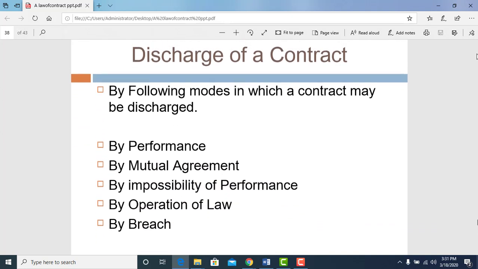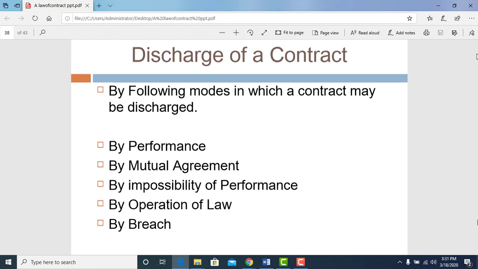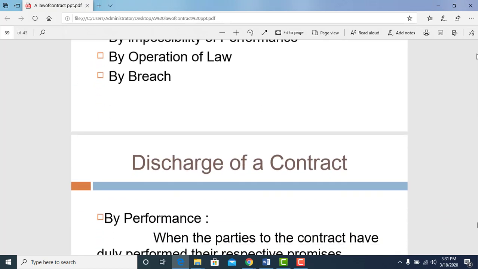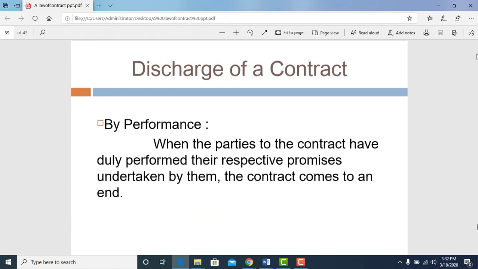Discharge of a contract. A contract may be discharged by the following modes: by performance, by mutual agreement, by impossibility of performance, by operation of law, by breach. By performance. When the parties to the contract have duly performed their respective promises undertaken by them, the contract comes to an end.